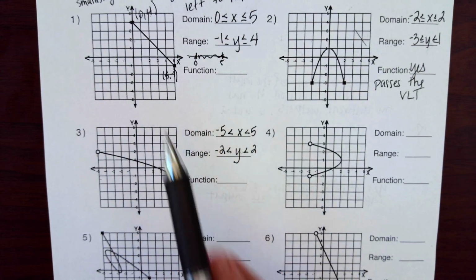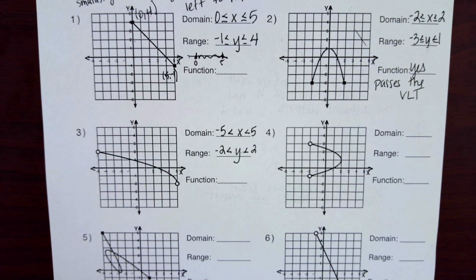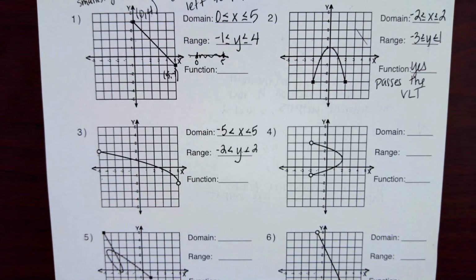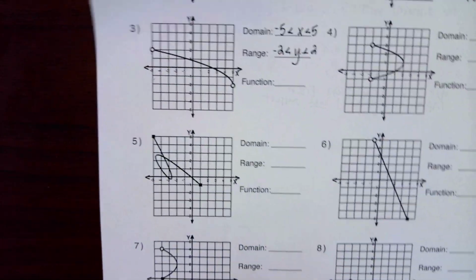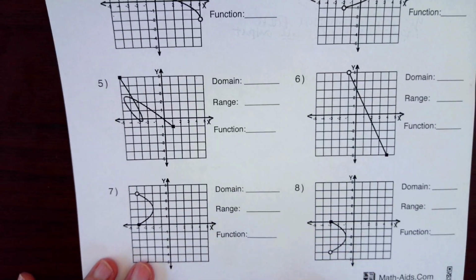And it's also labeled in the graph. We have our x-axis and our y-axis. Okay, let's skip down to, let's do 5 and 7, and we'll call it good for the video.